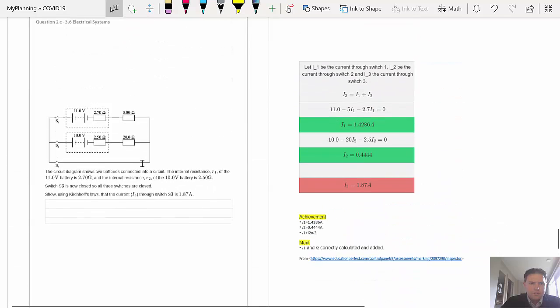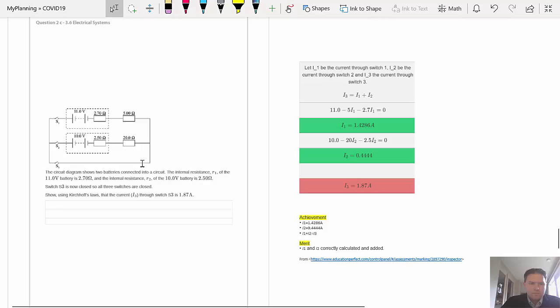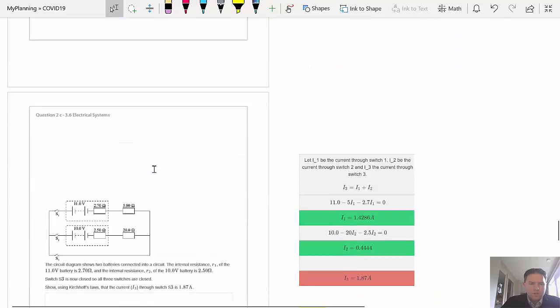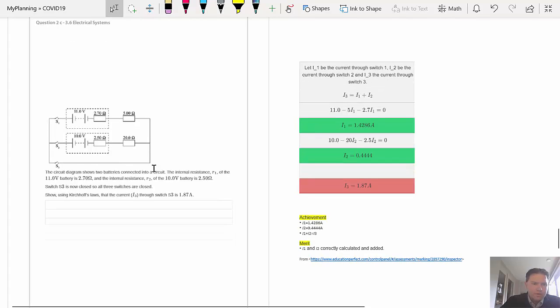And next question, 2c. The circuit diagram shows two batteries connected in the circuit. The internal resistance R1 of the battery is there, and that hasn't changed. So by Kirchhoff's current law, the current going through S3 is 1.87.